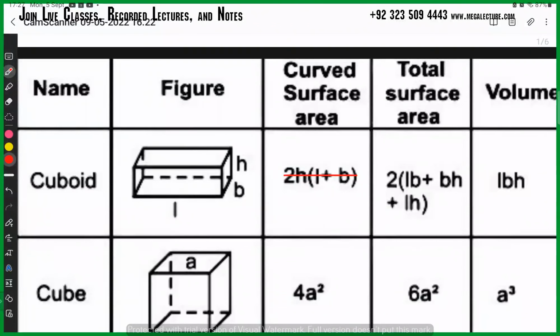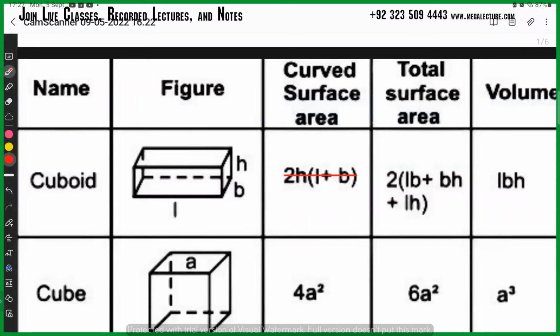The first row basically says curved surface area, and the second one says total surface area. We need to understand the formula for total surface area. Then we will see in the question. If our cube has a lid, we would include that. If our cube is without lid, we are not going to include that.